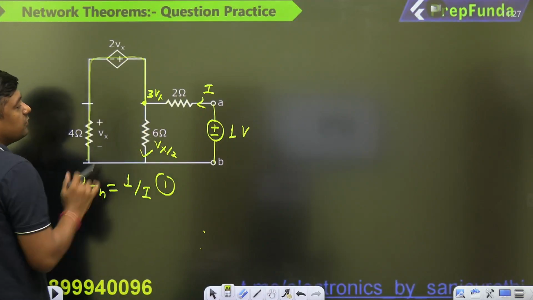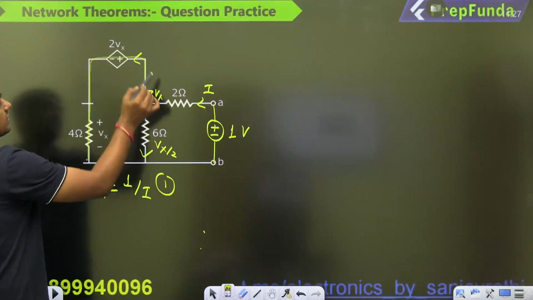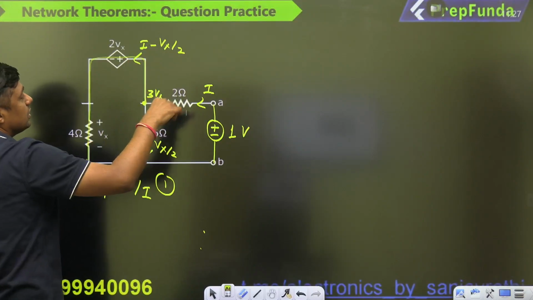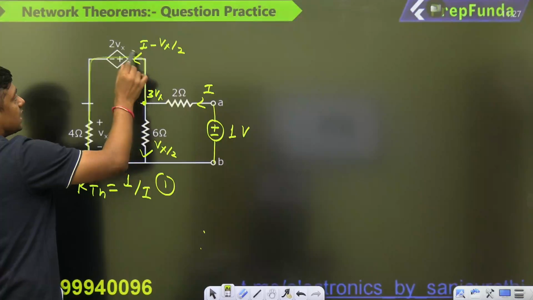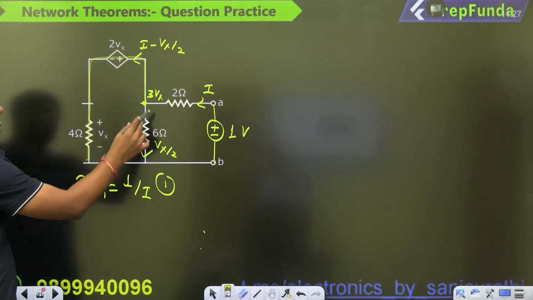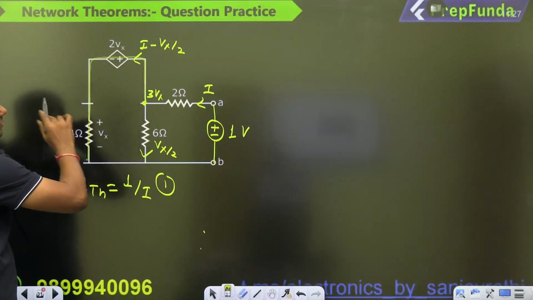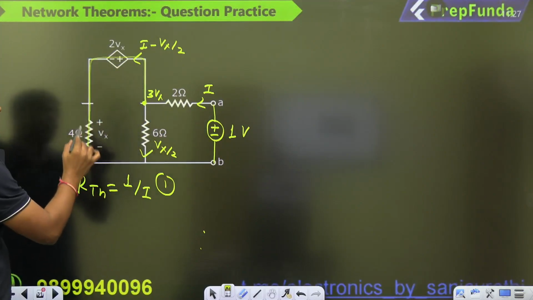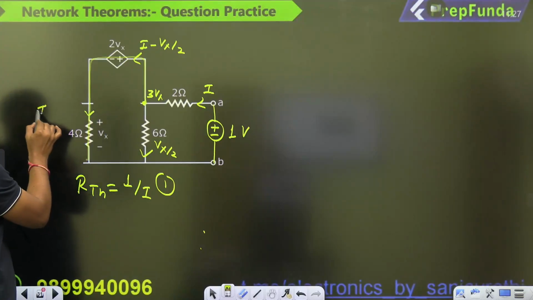3Vx by 6 will become Vx by 2. And this is the current. So what is the current here? I minus Vx by 2. This is the current, downward Vx by 2. So this is I minus Vx by 2. So this is the current distribution. You can solve by any type of method, but I am giving you the shortcut. Now, if this is Vx by 2, this will become I minus Vx by 2. Then guys, you can write a KVL from this point to this point. And remember, the same current I minus Vx by 2 will flow here.